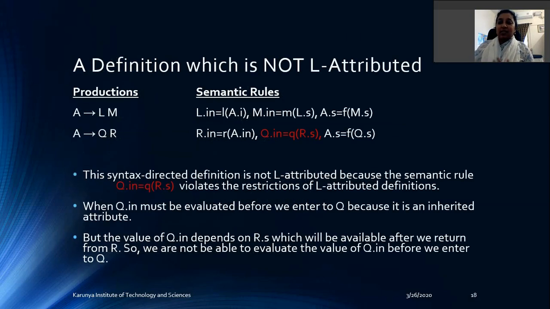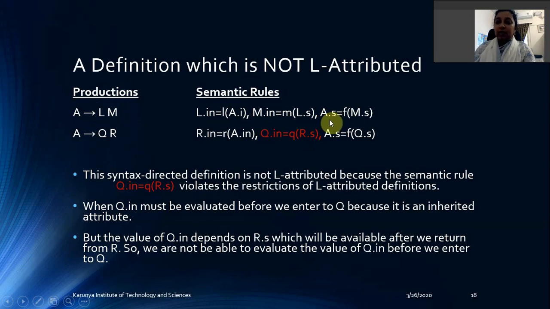Now there is another case. We'll take another example: A produces QR and A produces LM. If you take L, to evaluate the value of L, I should know the value of A. So this becomes an inherited attribute. If I have to evaluate the value of M, I can take the value of L and A. So this is also an inherited attribute because it takes the value of L here.